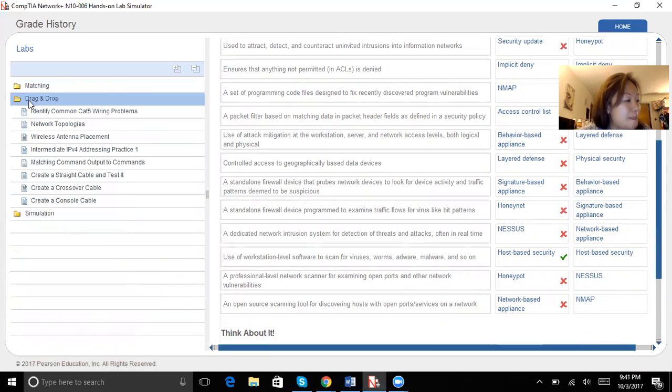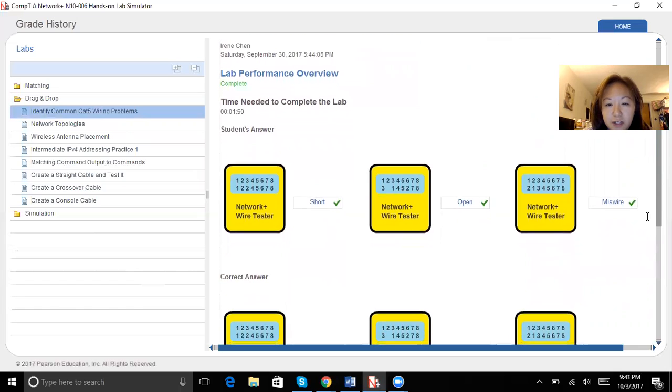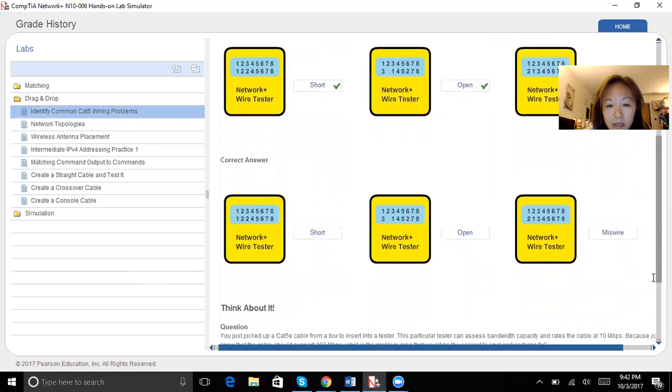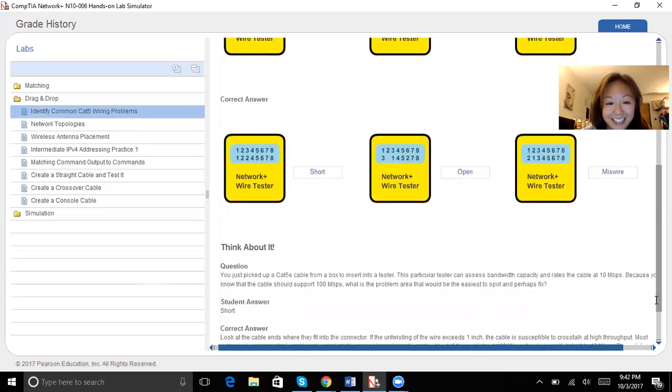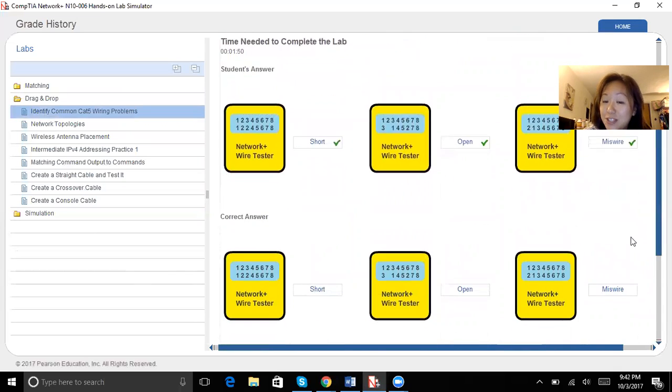Drag and drop. This one I think was a little easier. Identify common Cat5 wiring problems. This one I kind of just thought of it as, honestly, it was a guess. I still don't really fully understand what this means. So it's good that I have these answers here, and I can definitely look back and see really what I should have taken away from this.